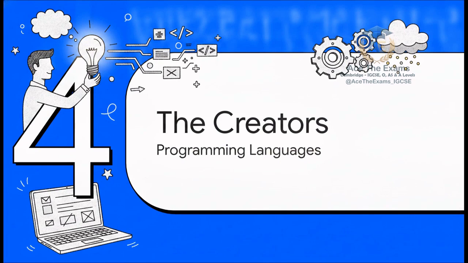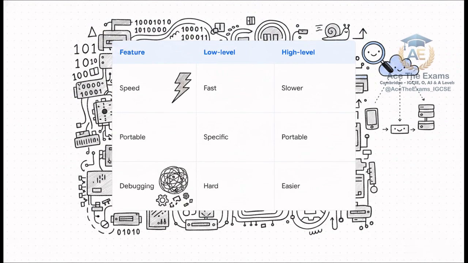Okay, so up until now, we've talked a lot about how software runs. But how is it actually built in the first place? That brings us to Section 4, the creators, programming languages. Pretty much every programmer out there has to navigate a grand trade-off. You see, a computer processor only really understands binary machine code, ones and zeros.